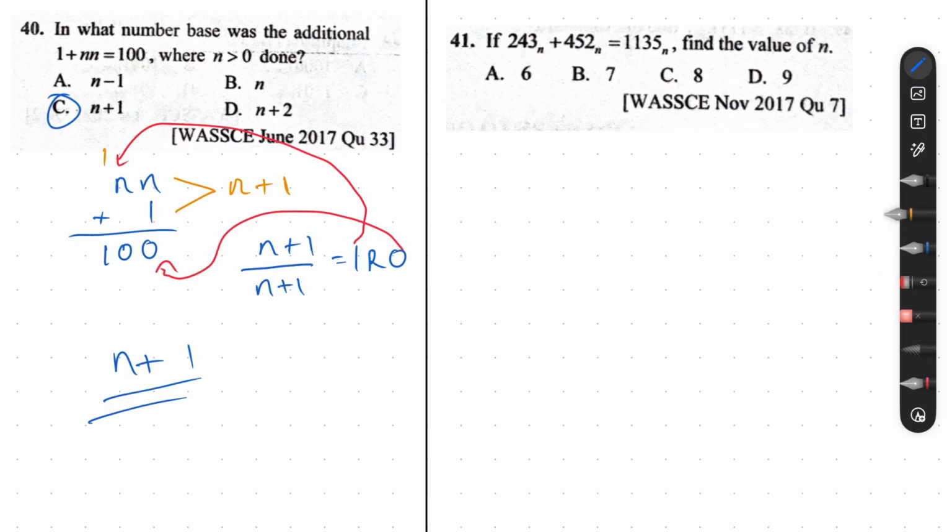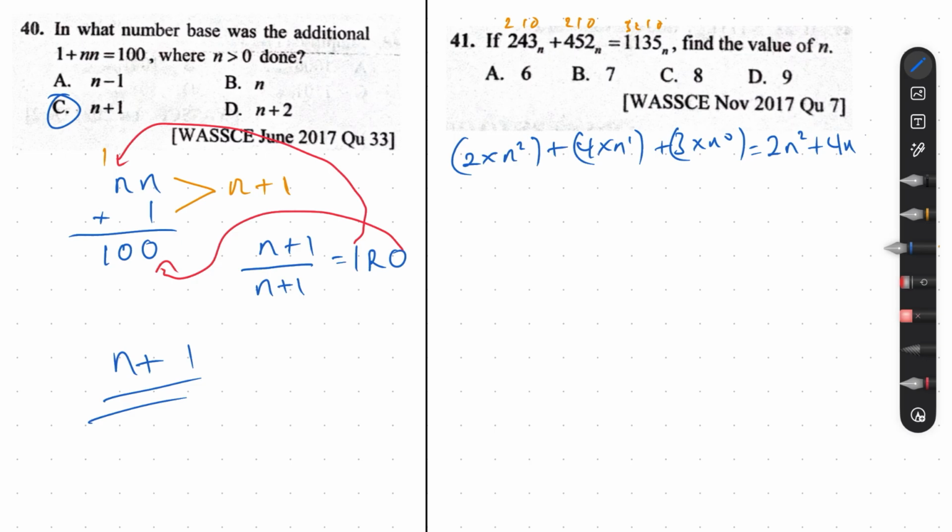For the first, we have positions 0, 1, 2, as usual. So we're going to have 2 times n squared plus 4 times n power 1 plus 3 times n power 0. That should give us what? 2n squared plus 4n plus 3.